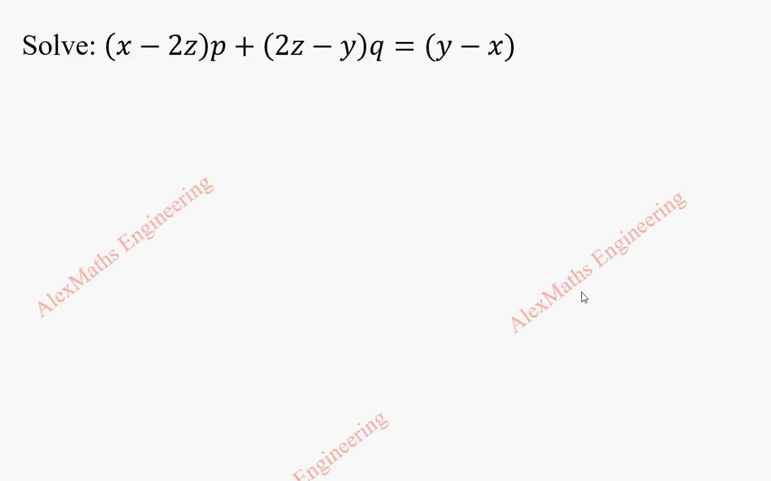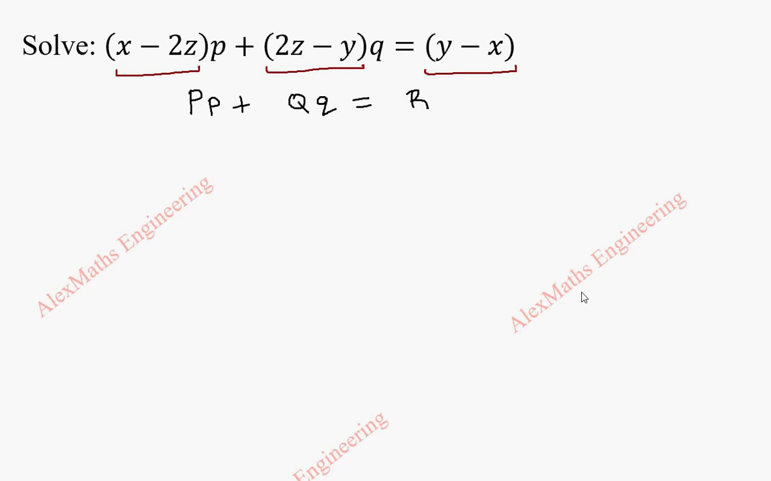In this video, we are going to find the solution for the given partial differential equation. This is of the form capital P into small p plus capital Q into small q equal to capital R. And from this, we can find capital P, capital Q and capital R.